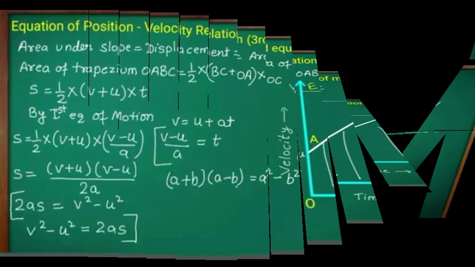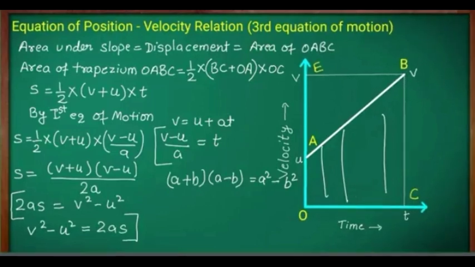Area of trapezium OABC equals half into (BC plus OA) into OC. Area of trapezium is nothing but the distance travelled by the body. So, S equals half into (BC is nothing but final velocity V, plus OA is nothing but initial velocity U) into OC, which is nothing but time t.